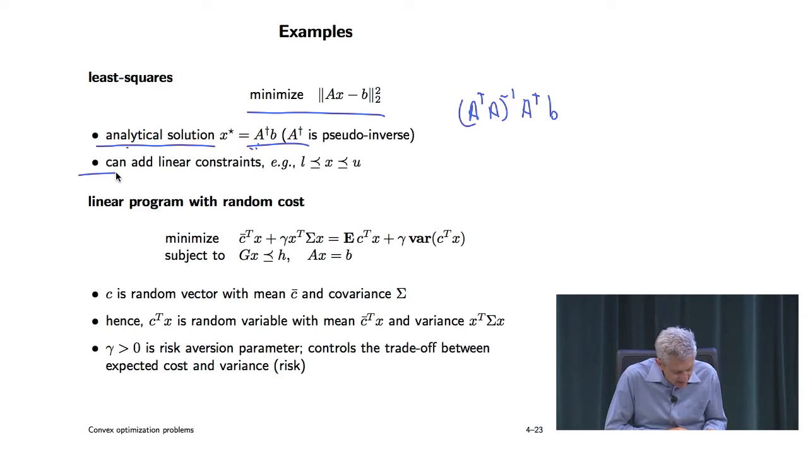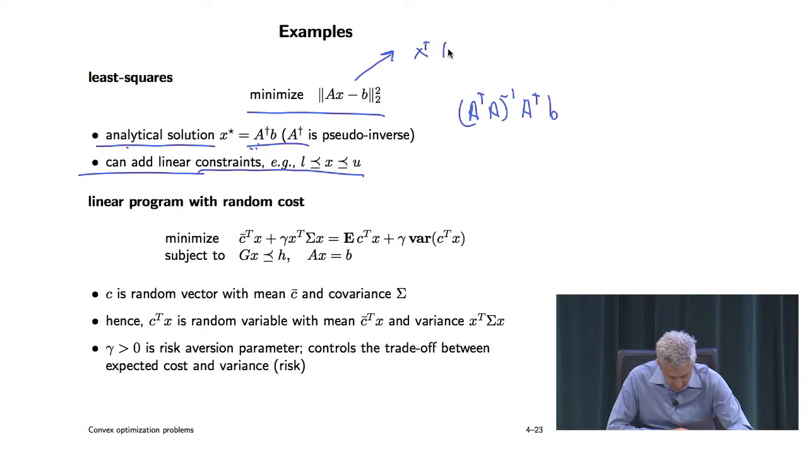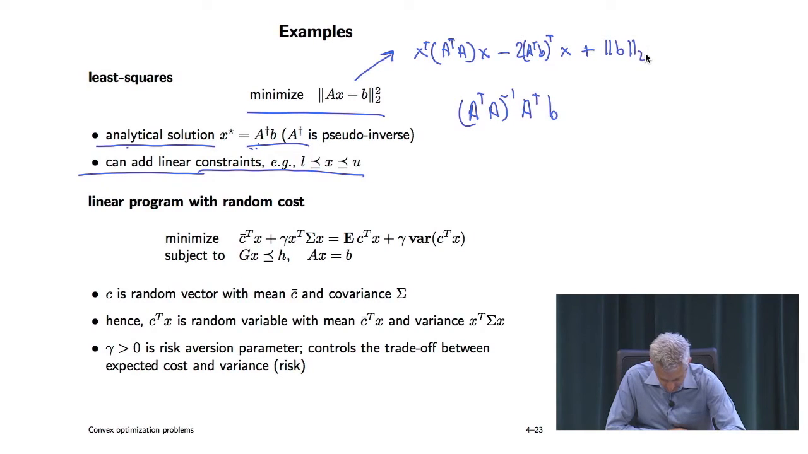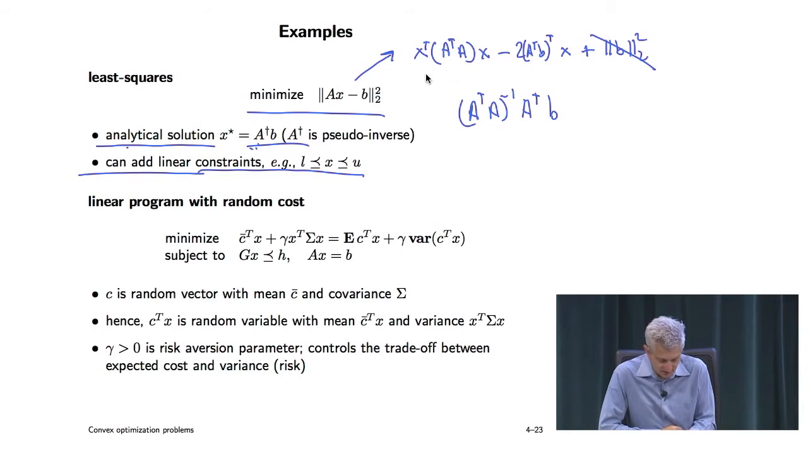And what we can do now is we can add linear constraints. So that's very cool. So you add linear constraints to least squares, and what you get is this objective is quadratic. It looks like this. It's x transpose times A transpose A, that's positive semidefinite, right? Minus 2 A transpose b transpose x, and then plus norm b squared, right? You're minimizing, so this doesn't really matter, okay? That's a convex quadratic objective.